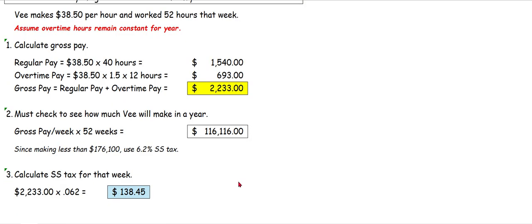Second, we must check to see how much V will make in a year to see if V exceeds $176,100 a year. Gross pay per week, $22.33 times 52 weeks yields $116,116. Since making less than $176,100, we use the full 6.2% for the entire amount. So calculating Social Security tax for that week, we take the $22.33 times the 6.2%, which yields $138.45 in Social Security tax for that week.